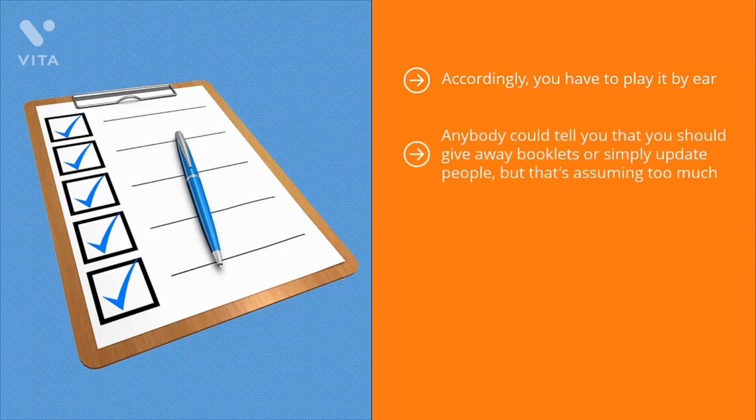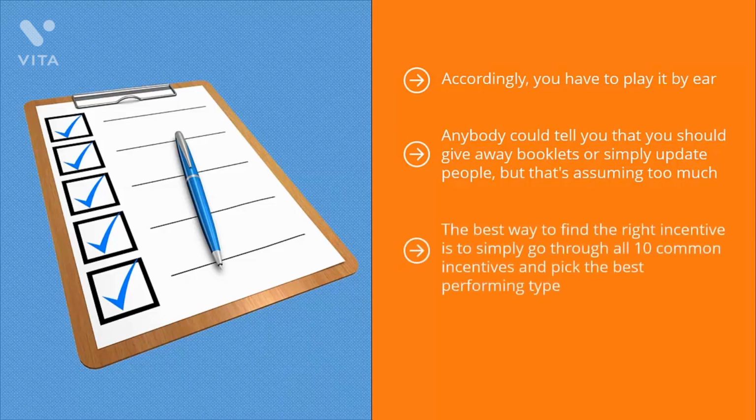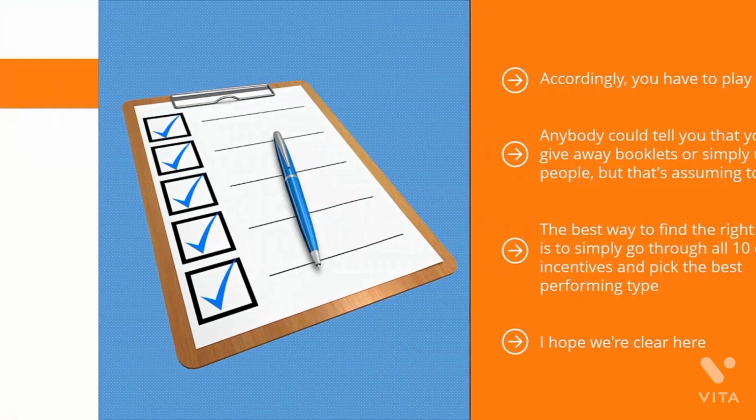Anybody could tell you that you should give away booklets or simply update people, but that's assuming too much. People who are interested in your niche might prefer something else. The best way to find the right incentive is to simply go through all 10 common incentives and pick the best performing type. Once you have found the highest converting type, then you can optimize as to which specific giveaway of that type works the best. I hope we're clear here. You have to go through this list. There are 10 common types of incentives you can offer.